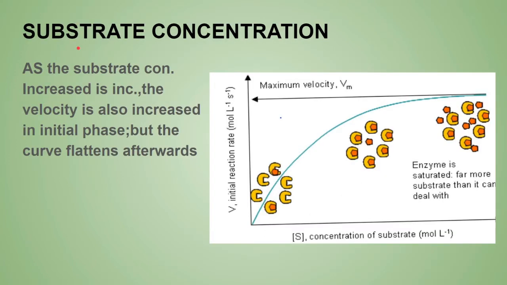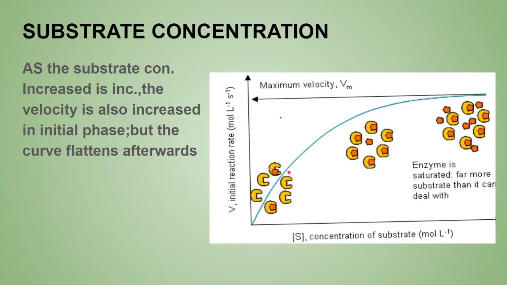Now, the effect of substrate concentration. As the substrate concentration increases, the velocity also increases in the initial phase, but after that the curve flattens away. Why? Just take an example. Suppose we are taking around 10 test tubes, and in each of those test tubes we have taken an equal amount of enzyme. But the substrate level in each test tube is continuously increasing. Now when we do the reaction in those test tubes, what will happen? Just look at this diagram.